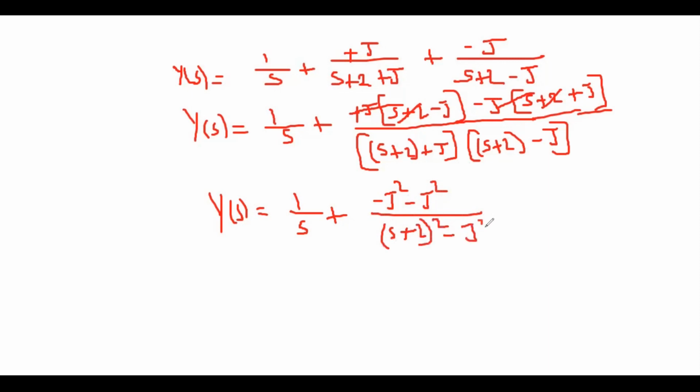minus J square. What is J square? Minus 1. Minus into minus is a plus. What is J square? Minus 1. Minus into minus plus. Totally you'll get the 2. So Y of S is equal to 1 by S plus 2 by S plus 2 whole square. What is J square? Minus 1. It becomes 1 here.